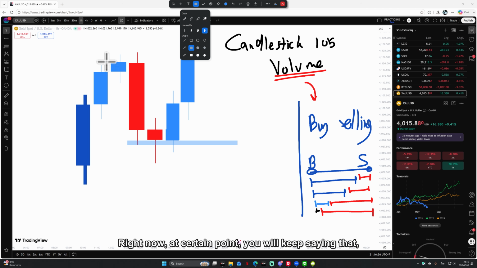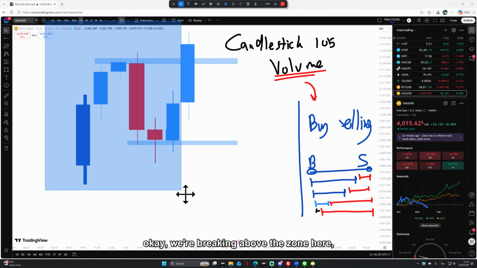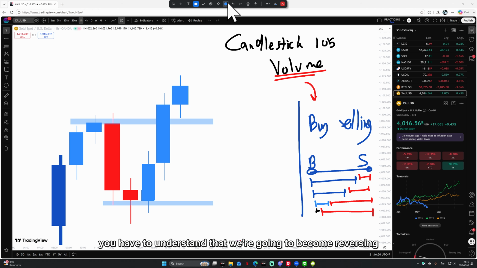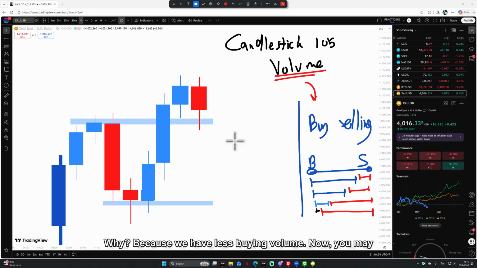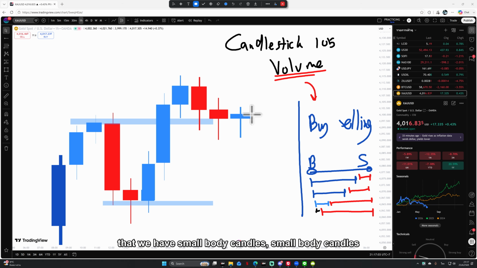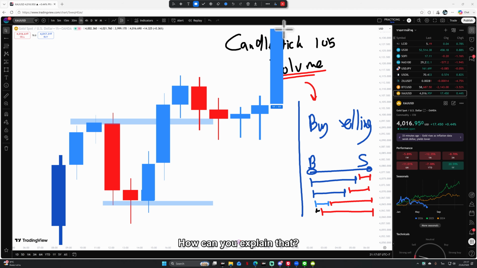Now at a certain point, you will keep saying, okay, we're breaking above the zone here, we should continue up. Yes, of course, we should continue up. But if you see price starting to close like this, you have to understand that we're going to reverse from this zone. Why? Because we have less buying volume. Now you may ask me, well, it's not true because sometimes I see that we have small body candles like that, and then price is shooting up. How can you explain that?